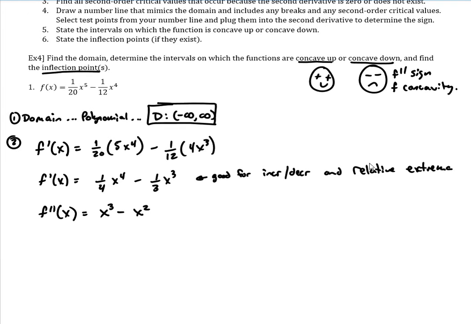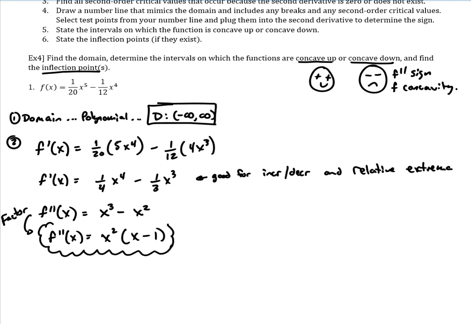And then just like with a first order derivative, it's usually best to factor these problems. So f double prime of x, notice x squared's in common, so we have x squared, and we're left with x minus 1. And remember, you can always check with a quick multiplication. There we go. And then I'm going to cloud this because it's useful for us for multiple parts.